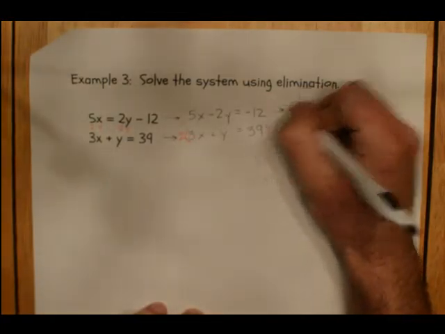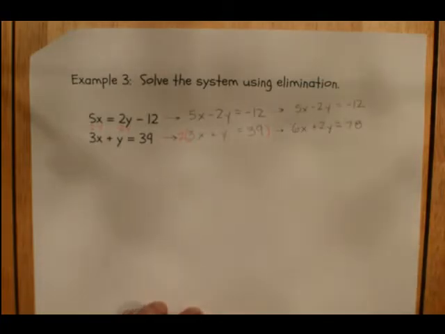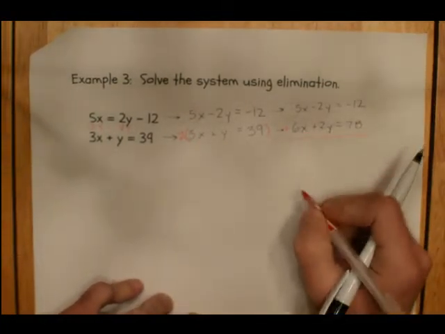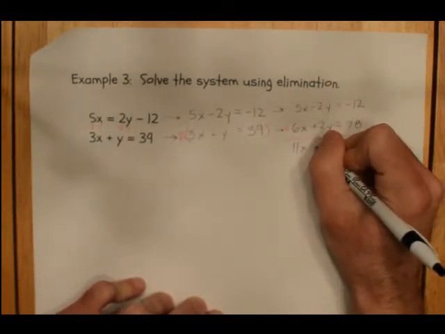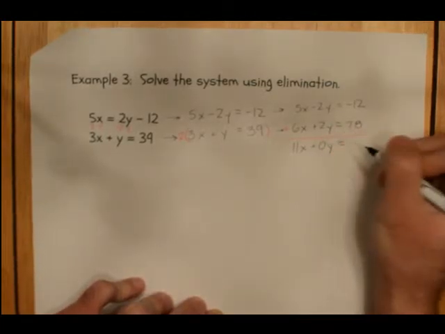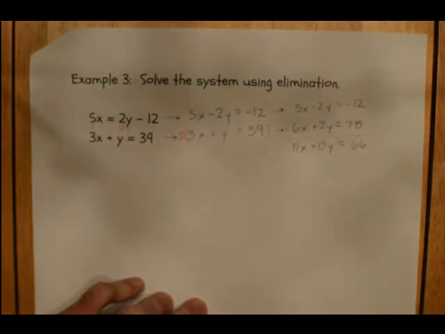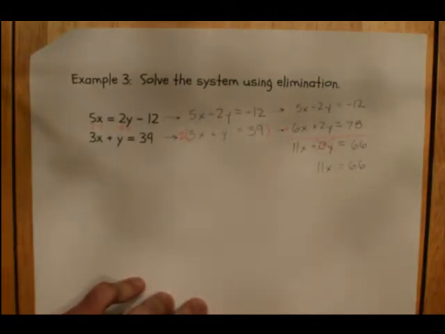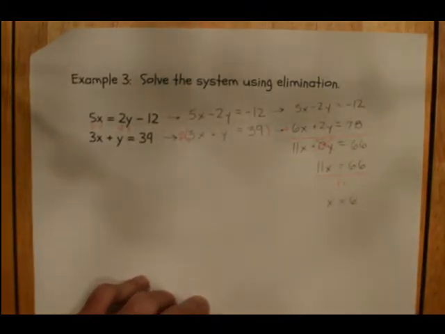Then we're going to bring this one over. We have 5x minus 2y is equal to negative 12. Now when we add down these columns, 5x plus 6x will be 11x, negative 2y plus 2y is 0y, and negative 12 plus 78 is 66. So the 0y term, we can get rid of that. All we have left is 11x equals 66. Divide each side by 11, and x is equal to 6.